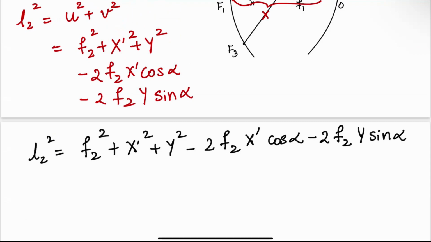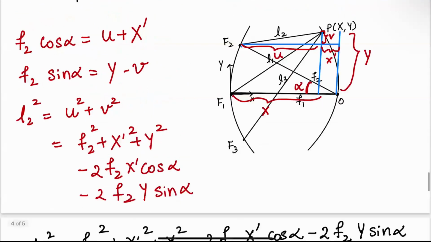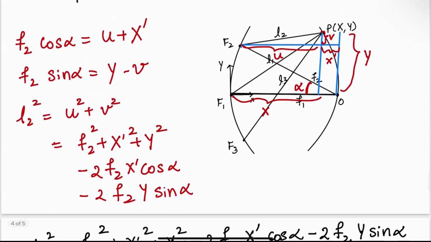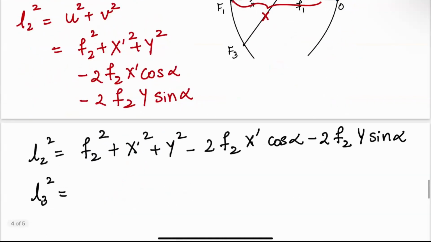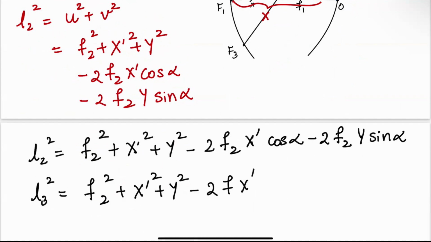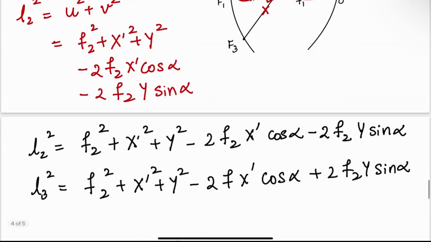And you can do the same thing for L3 square. It's the same thing, basically. Similar geometry will just give you, it's fairly straightforward, so I'm just going to write the final equation. X prime square plus Y square, it's the same thing as replacing Y with minus Y, essentially, right? Plus 2 F2 Y sine alpha.